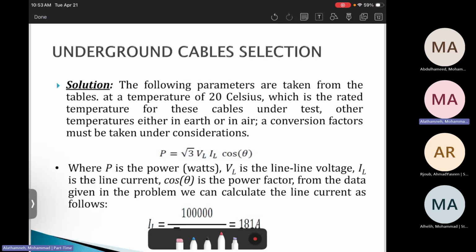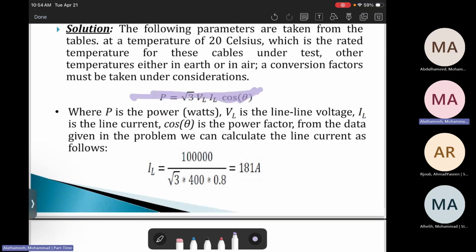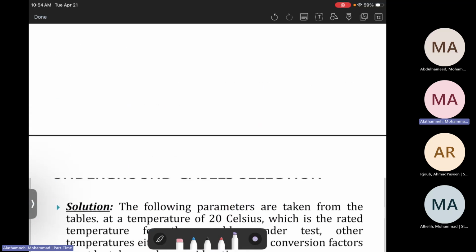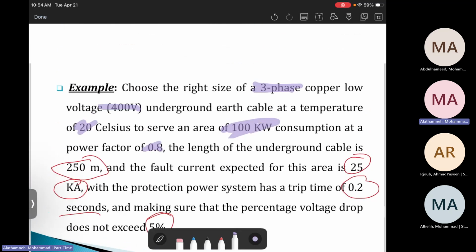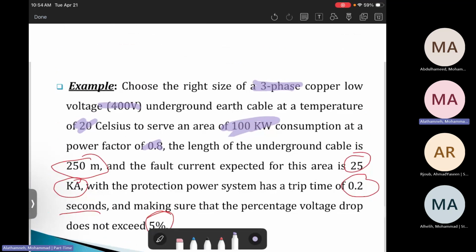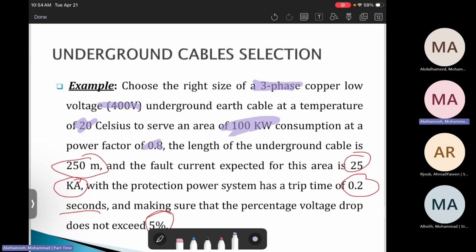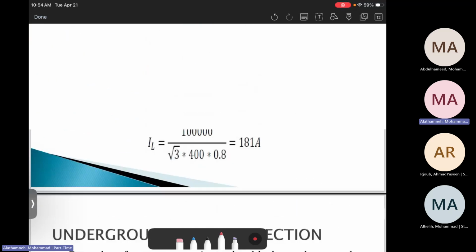Then the conversion factors: the real power equals square root of 3 times V load times I load times the power factor, cosine theta. Then we can calculate it because we already know P, which is given as 100 kilowatts, and the voltage, which is 400 volts, line to line. Then we need to convert this to line to neutral. That's why we divide by root of 3.